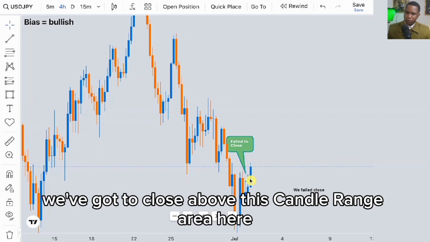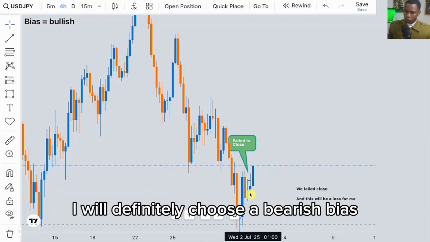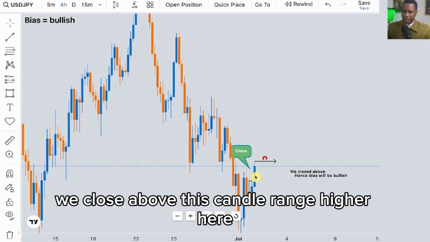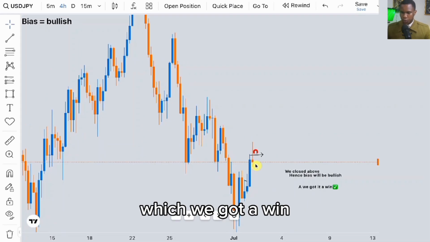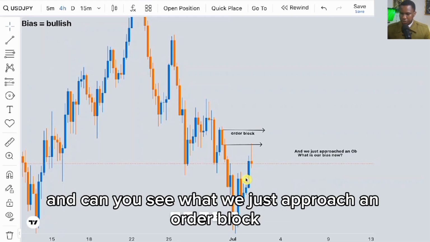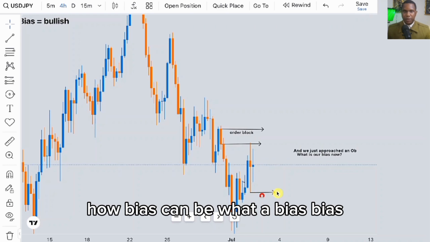And you see we failed to close above this candle range high right here. This will be a loss for me because I would definitely choose a bearish bias. We close above this candle range high right here. Our bias gonna be what, a bullish one, which we got a win. And can you see what, we just approached another block, which is a PD array. What will be our bias right now? Our bias gonna be what, a bearish bias.